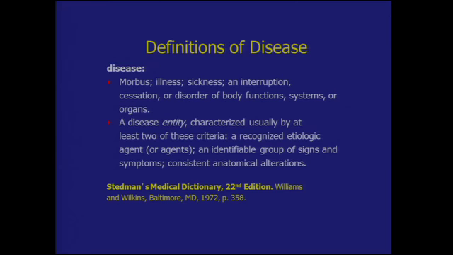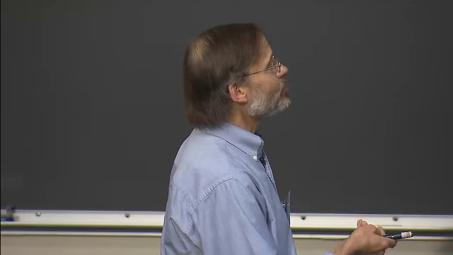Or it can refer to a specific disease entity, meaning an entity that meets the following criteria, or at least two of these criteria. A recognized etiologic agent. Etiologic agent means the source, the cause of the disease. An identifiable group of signs and symptoms, or a consistent anatomical alteration.